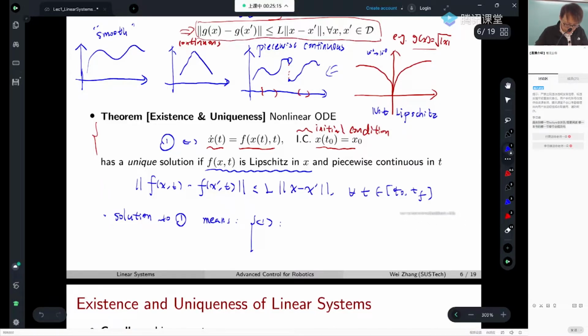One is the initial condition has to be satisfied. When you solve a differential equation, the first thing to check is that the solution you proposed needs to satisfy the initial condition. What do I mean by that? It is x at some initial point, t0, needs to be equal to the given initial condition x0. That's exactly the initial condition. 2 is x dot of t satisfies this equation for all t.